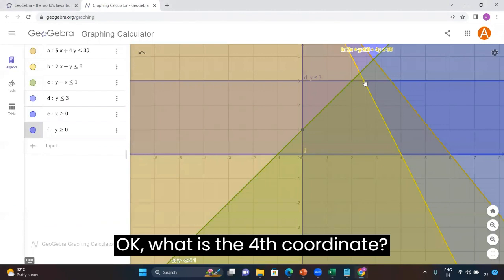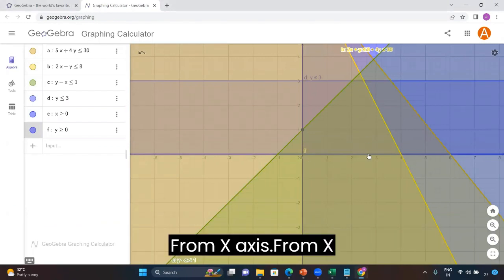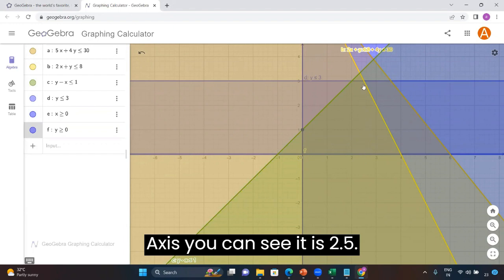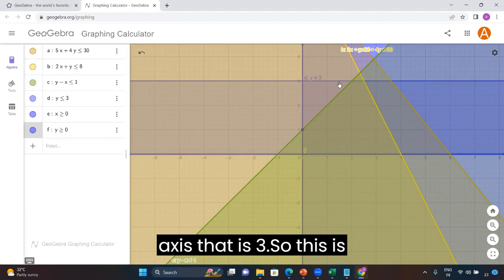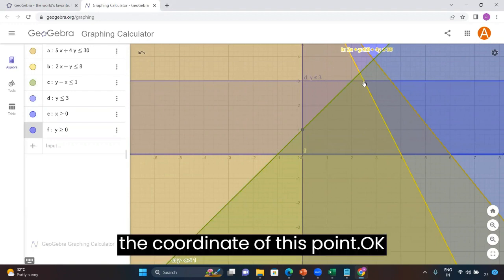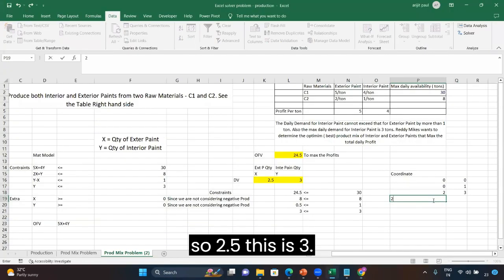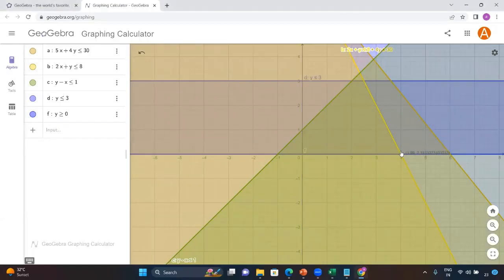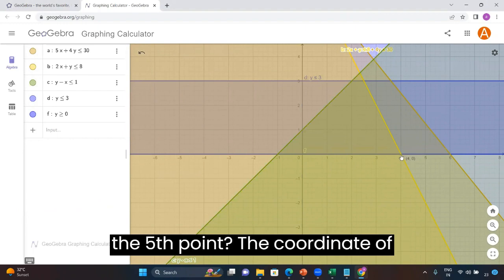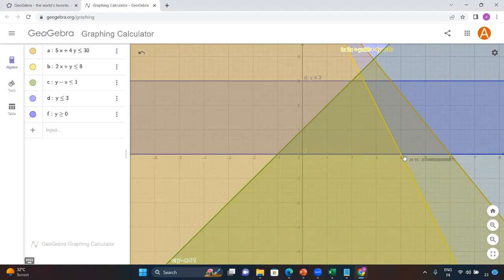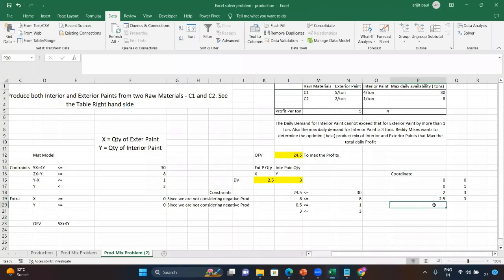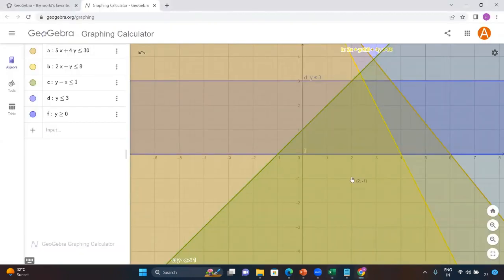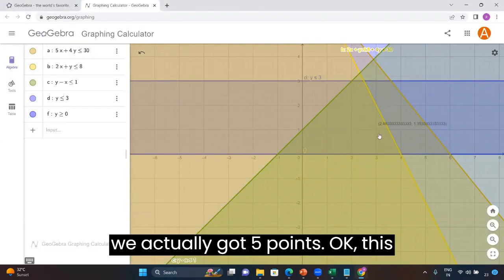What is the fourth coordinate? From the x-axis, you can see it is 2.5, and from the y-axis, that is 3. So the coordinate of this point is 2.5, 3. And what is the coordinate of the fifth point? It is 4, 0, because the x-axis is 4 and the y-axis is 0. So from this solution area, we actually got 5 points.